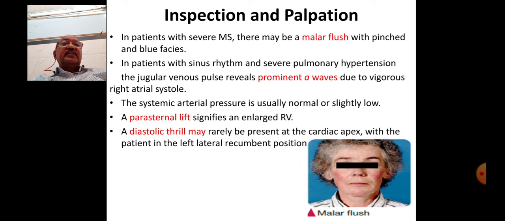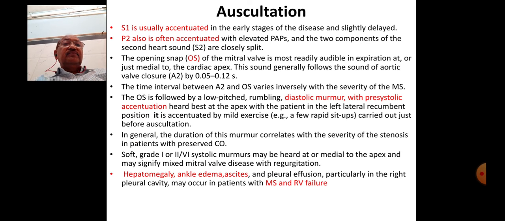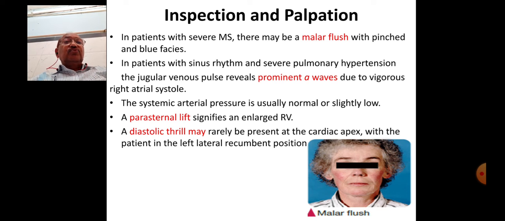In patients with sinus rhythm and severe pulmonary hypertension, the JVP shows prominent A waves. Systemic arterial pressure is usually normal or slightly low. There is a parasternal heave due to right ventricular hypertrophy, and a diastolic thrill due to the MDM at the apex, especially in the left lateral position.